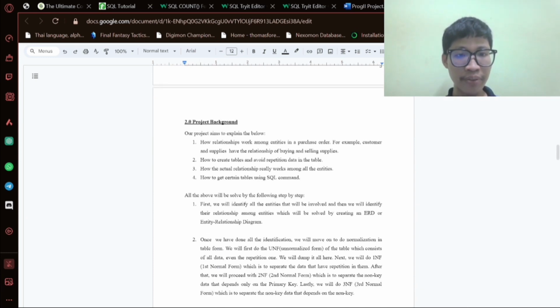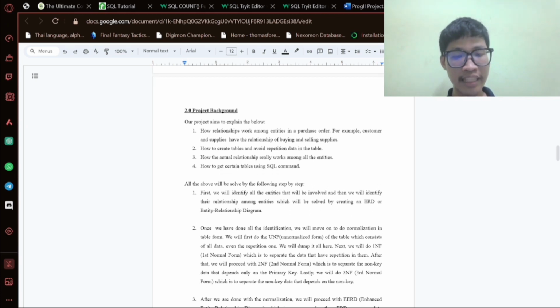So what does our project aim to explain? So first is how the relationship works among entities in a purchase order. For example, customer and supplier have the relationship of buying and selling supplies. Next is how to create tables and avoid repetition of data in the table. Third is how the actual relationship really works among other entities. And fourth will be how to get certain tables using SQL.